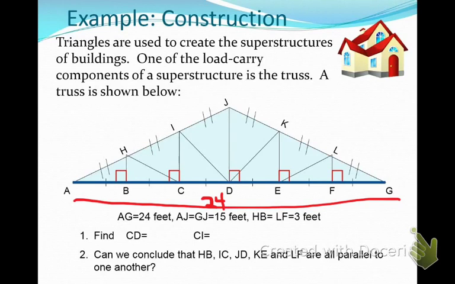AJ is 15, as is GJ. HB and LF are both 3. We've got to find CD. What is CD and why? Use the markings in the figure. What would CD be?